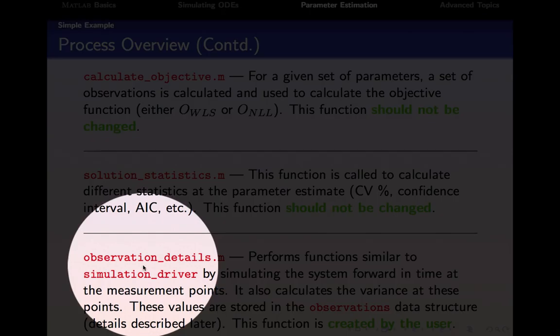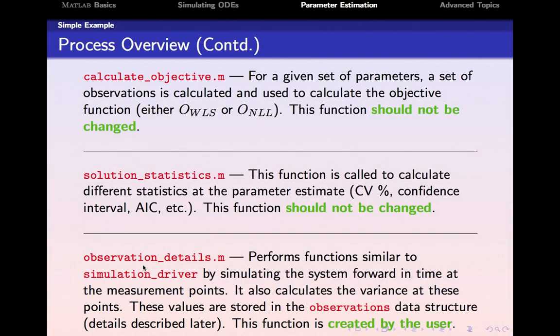Okay, so this is very similar to the simulation driver that you were using to drive your simulations when we were discussing how to simulate ordinary differential equations. But instead of simulating smooth continuous outputs, you're going to want to simulate the system forward in time at the points of measurement. So wherever you have observations, that's where you want to be able to evaluate your simulation.